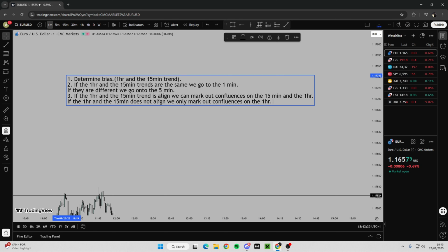Alright, yeah, so if the 1 hour and the 15-minute trend is aligned, we can mark out confluences on the 15-minute and the 1 hour. If the 1 hour and the 15-minute does not align, we can only mark out confluences on the 1 hour. So it's pretty self-explanatory. If you guys have watched TJR, or his trading transformation, you'll know what the strategy is anyway.